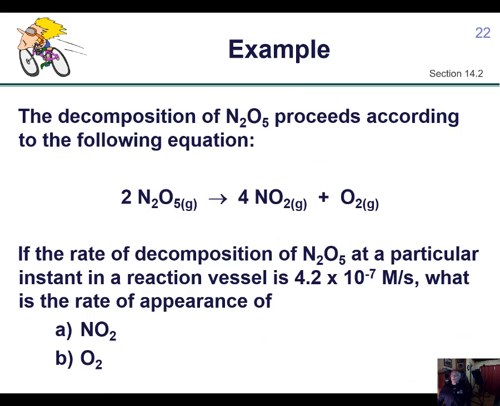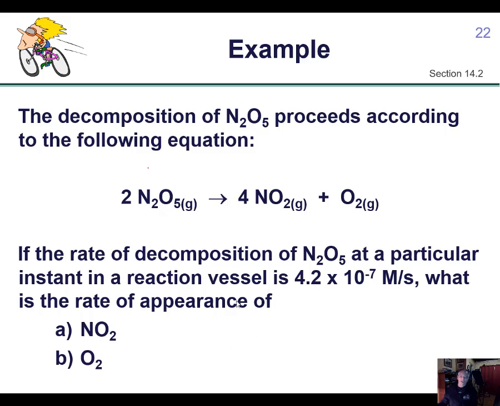So let's work this little problem. The decomposition of dinitrogen pentoxide proceeds according to the following equation. We've got 2 moles of dinitrogen pentoxide decompose to form 4 moles of nitrogen dioxide and 1 mole of oxygen. And the question is, if the rate of decomposition of dinitrogen pentoxide at a particular instant in a reaction vessel is 4.2 times 10 to the minus 7 molar per second, what is the rate of appearance of nitrogen dioxide and then oxygen?